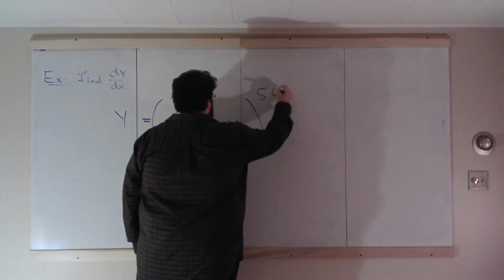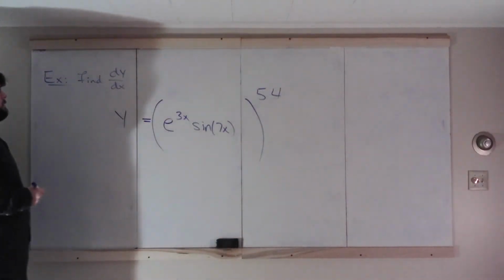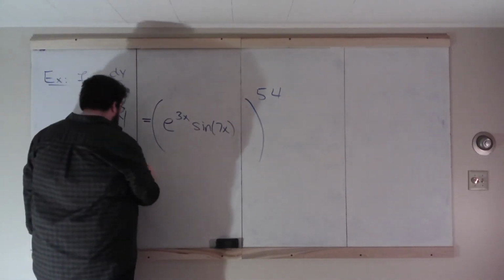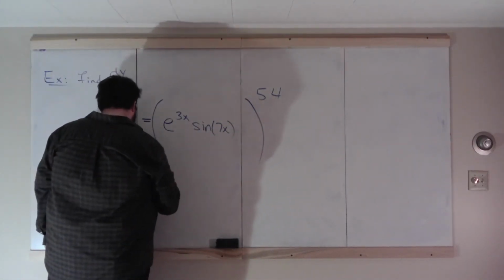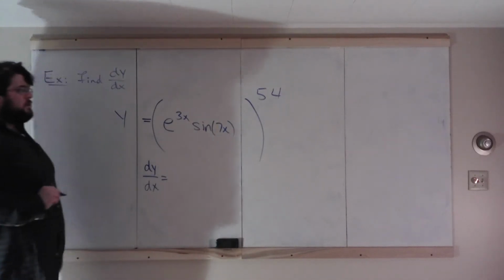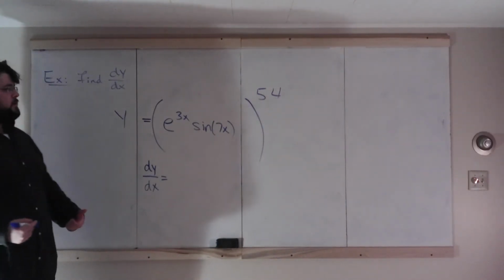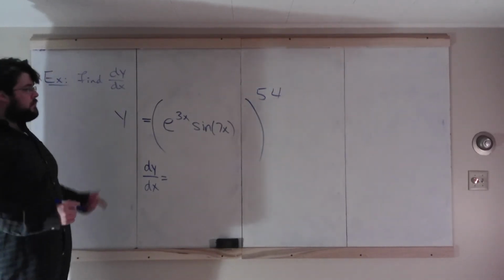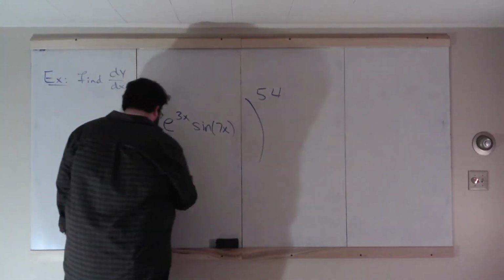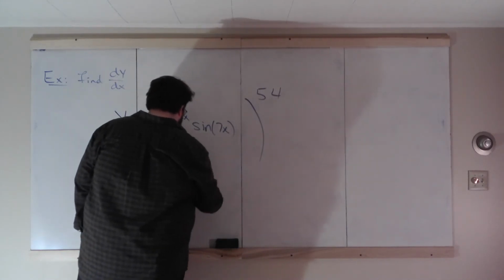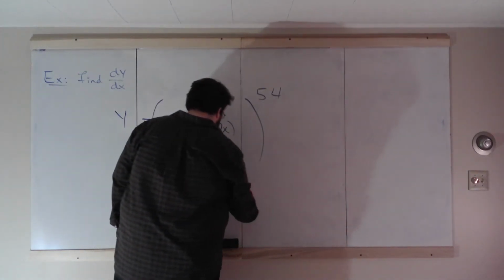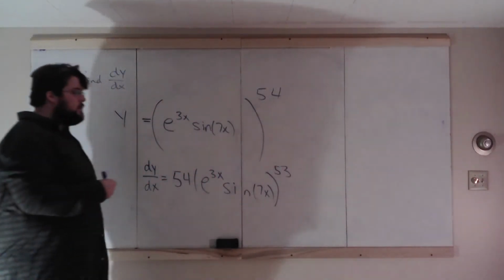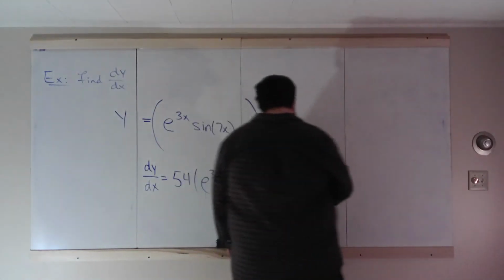to the 54. How do we do this? Well, what is this function? A function to the 54th. That's all it is. A function to the 54th. How do we take its derivative? Well, the derivative of something to the 54 is 54 of them to the 53rd. Power rule. But then you multiply by the derivative of the inside.